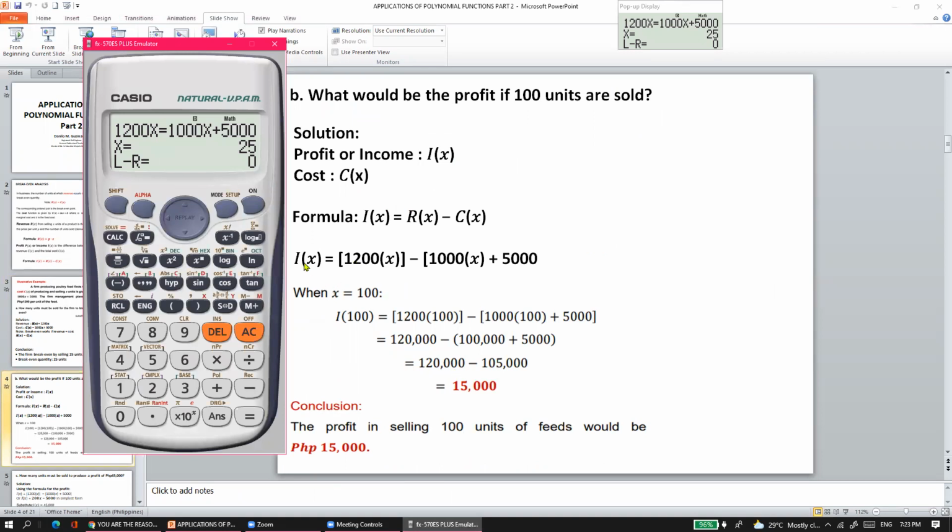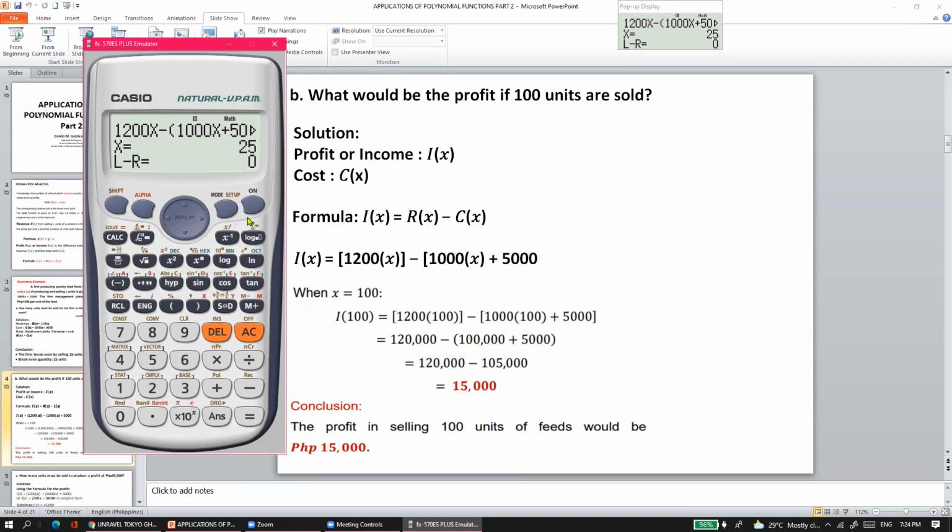So again, we are looking for I of x. I'll type 1,200 and then alpha x minus, and this time I will use parentheses because everything inside is in parentheses. So I will type 1,000 alpha x, alpha and then x. So plus 5,000. I typed an extra 0, go back again. Then close. All we have to do is press shift calc. You will see the result.